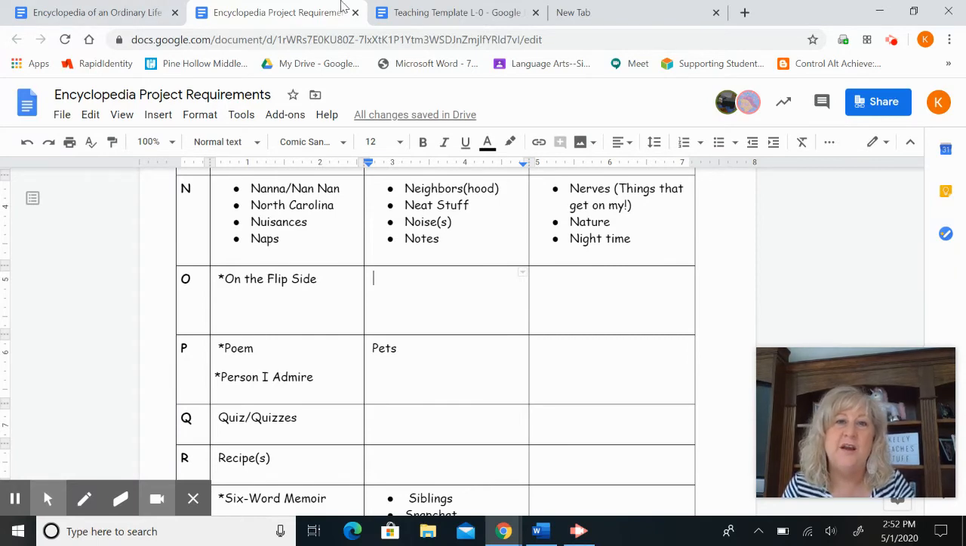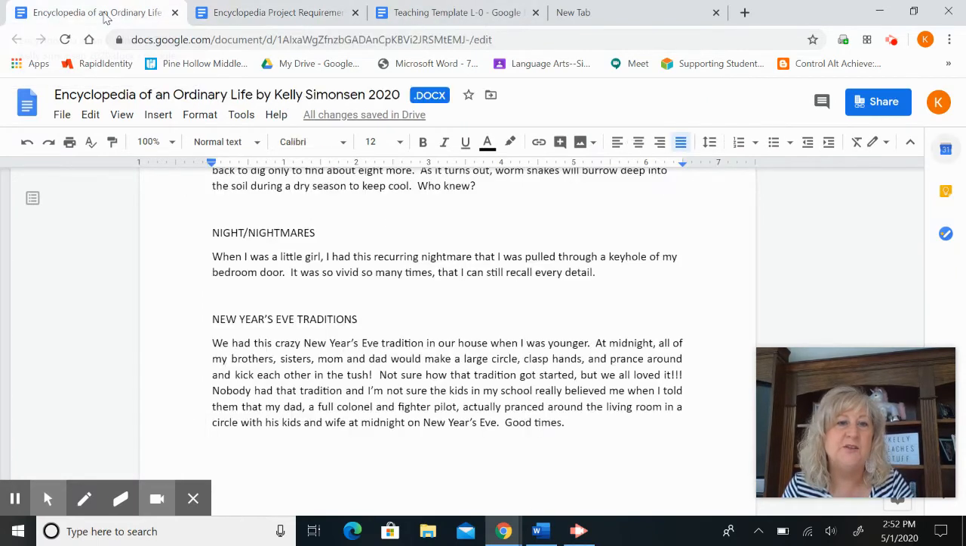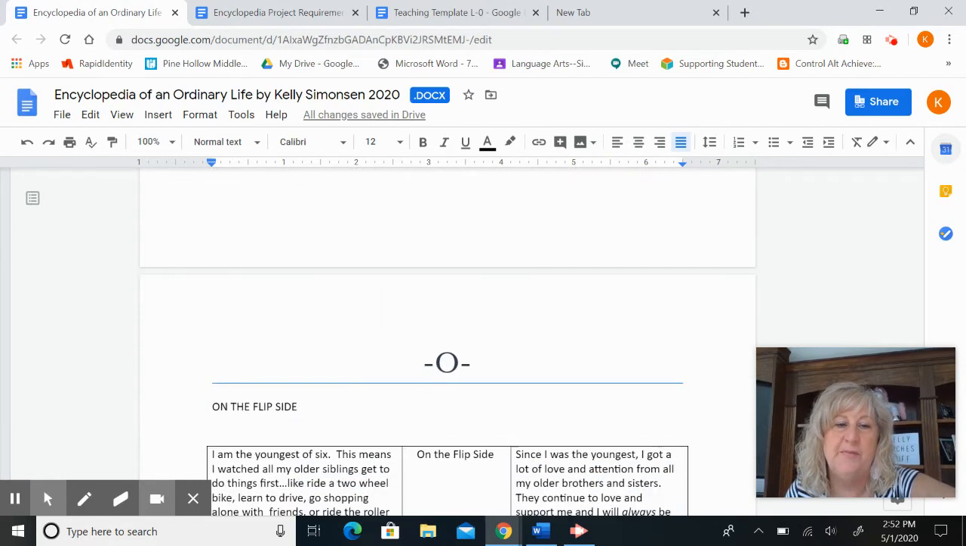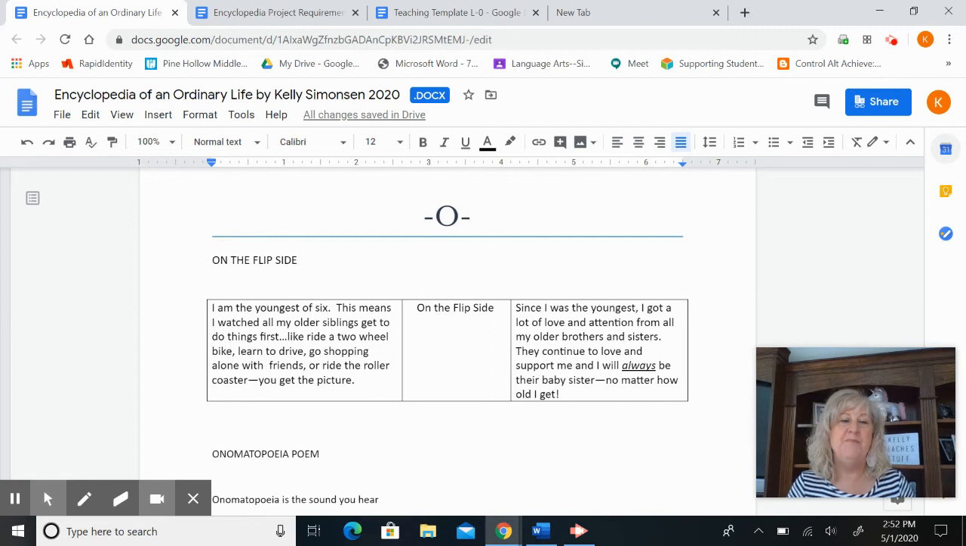Let's look at my example first, and then we'll go back and look at a possible example for you guys. I did a template for you on here, so you should have that. For the letter O, on the flip side, the title should be there for you. In the middle, you will see that it says on the flip side. On one side, you're going to talk about the negative, or the cons of a situation. And on the other side, you're going to talk about the positives. So let's see what mine says.